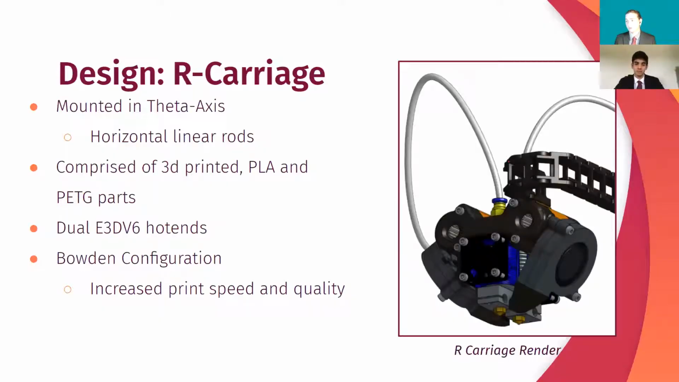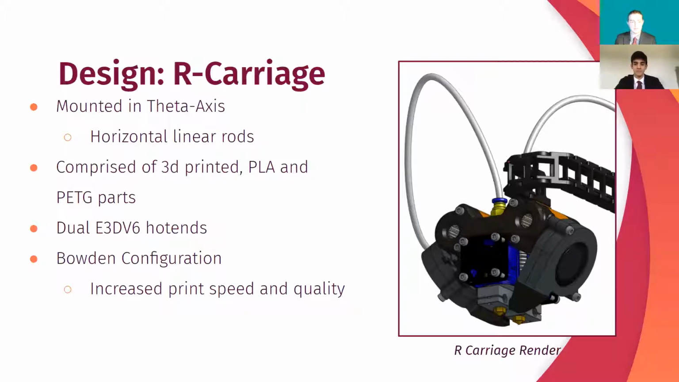Okay, so now we're going to talk a little bit more about the actual mechanical design. Now, there are 3 main axes, as we mentioned before, the R, theta, and Z axis. The first of these is the R axis, or the radial axis, which contains the R carriage. It is supported by 2 horizontal steel linear rods, and the carriage has been designed such that its center of mass is centered between them in order to minimize resistance. Additionally, the R carriage contains the printer's hot end and nozzles through which the molten filament is extruded in order to generate the printed part.